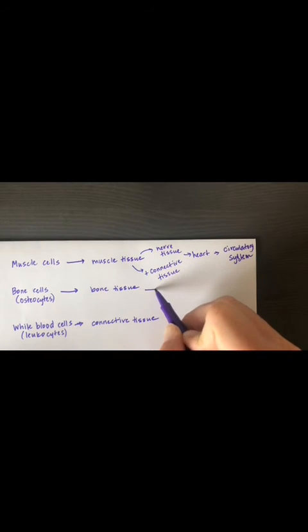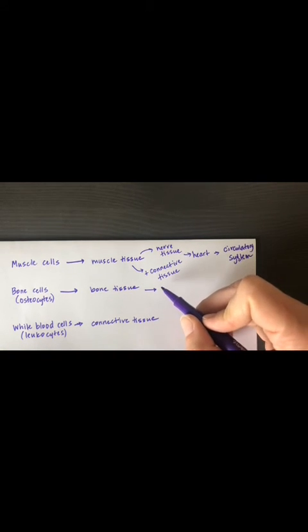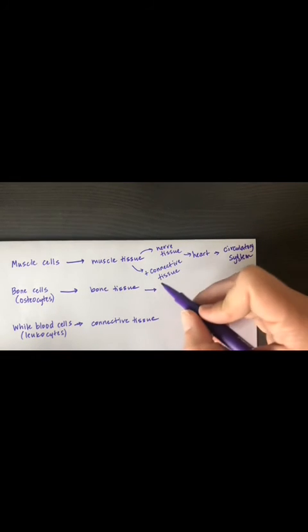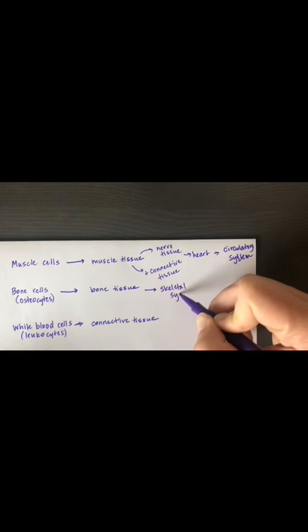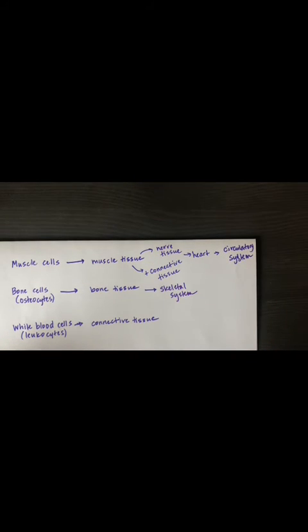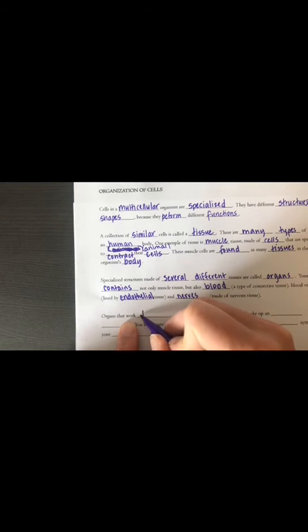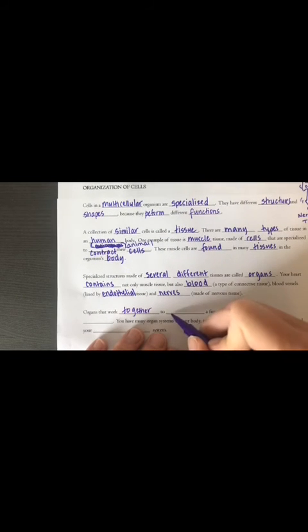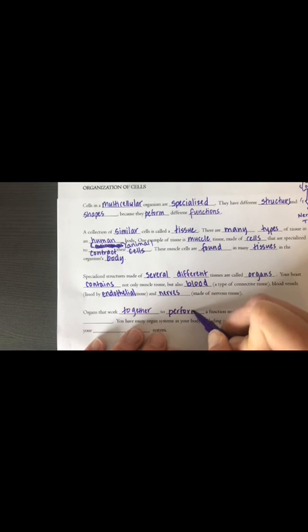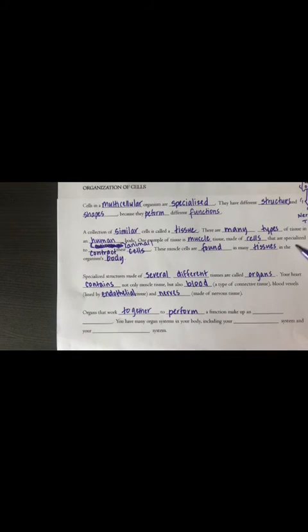We could take your bone tissue. We could make enough bone tissue to get to, right, an actual bone. And then we could come here and we would have your skeletal system, right? So we get these systems of the body. Systems of the body are organs that work together to perform a function. So for example, your respiratory system is a system that works together to perform the function of breathing.